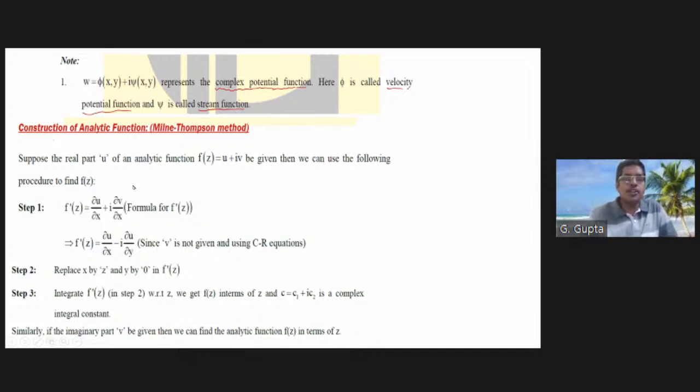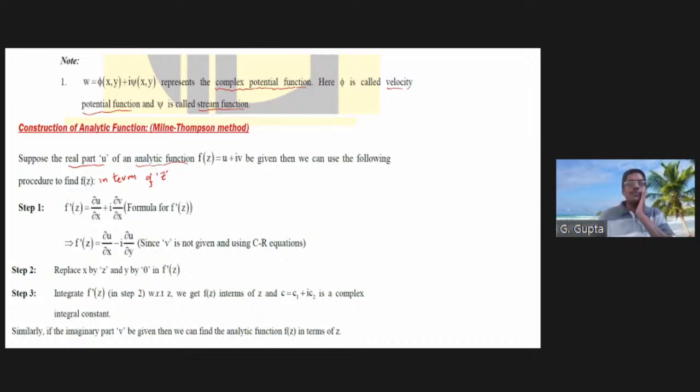Suppose the real part u of an analytic function f(z) equal to u plus iv is given. Then we can use the following procedure to find f(z) in terms of z directly, according to the options. So, real part u given. Step 1: we know that f dash z is ∂u/∂x plus i ∂v/∂x, because f(z) is analytic.